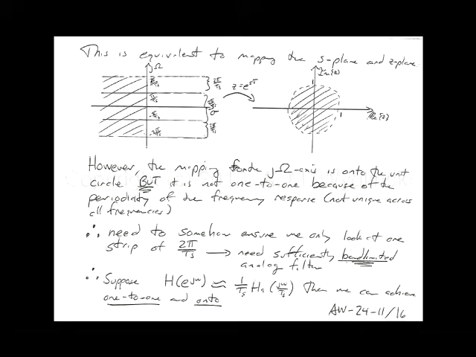Because if I'm taking this thing, and this thing, and this thing, and this thing, and mapping it into the same region, I'm no longer having something unique. I have a many-to-one mapping. Bad news. Okay? So that's why it's important that across one of those strips, we have something that's band-limited and not appearing anywhere else.